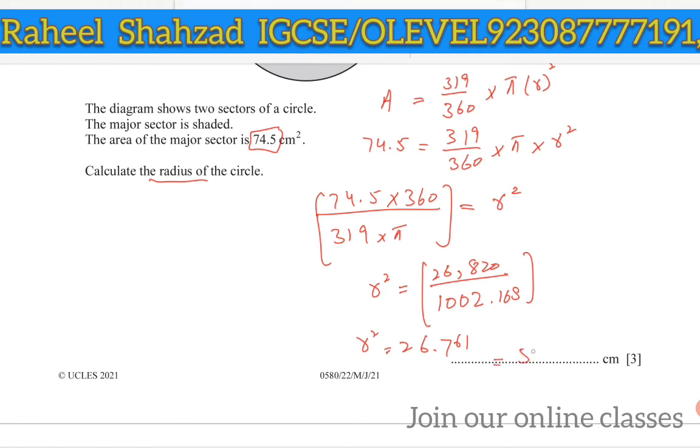We have 5.173. So this is your radius. Your radius is equal to 5.173 centimeters. Okay.